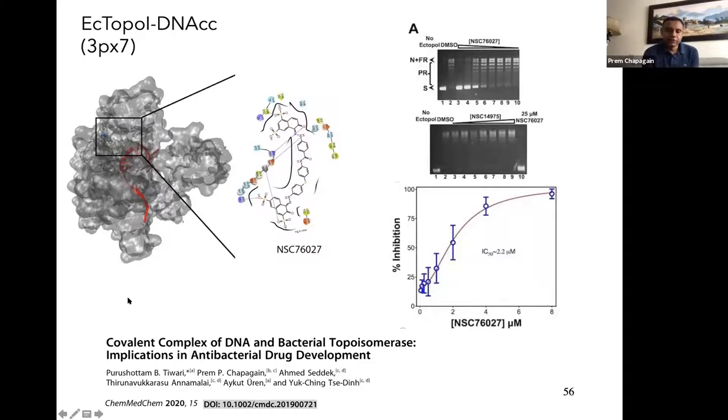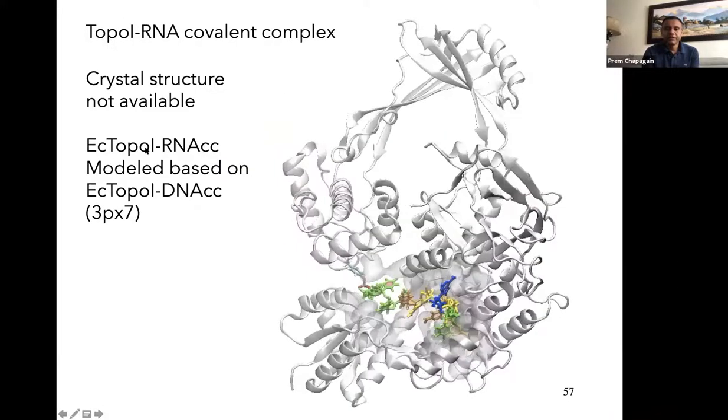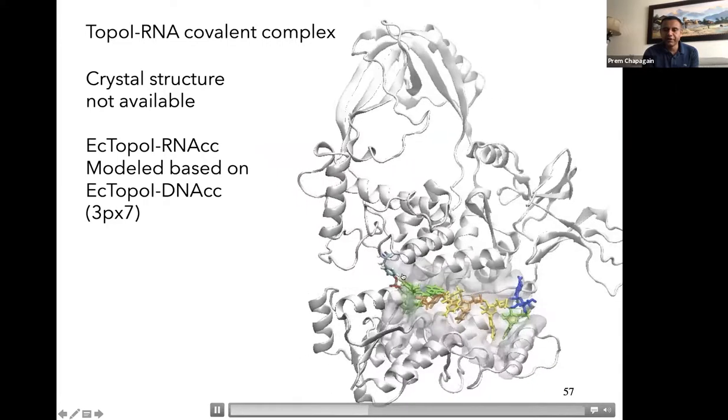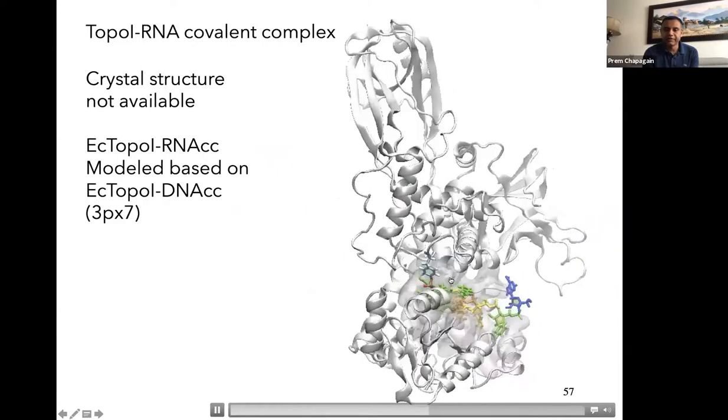Okay, so this was done with the DNA still in the cavity, and that is covalently attached. In this one, we also performed molecular dynamics simulations to generate multiple conformations. The covalent bond is right here with the protein. This is the tyrosine.